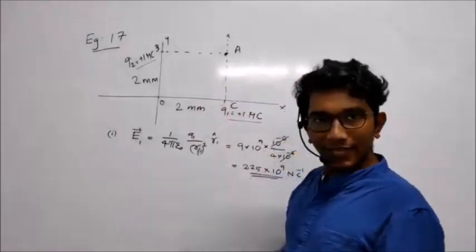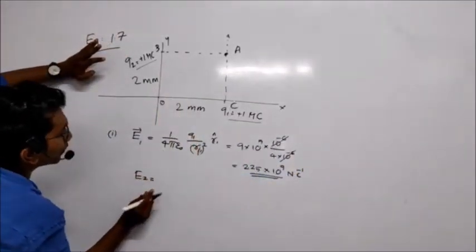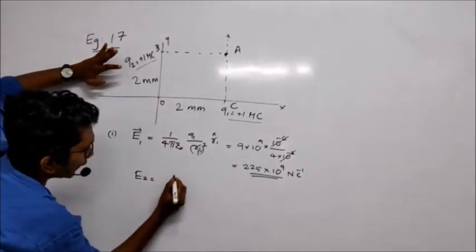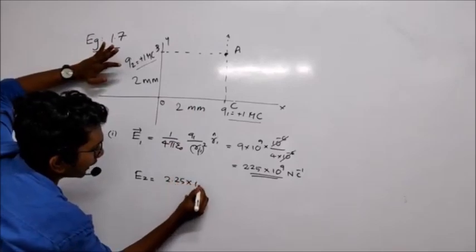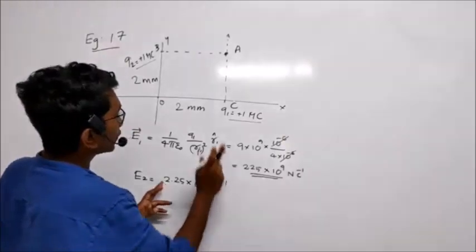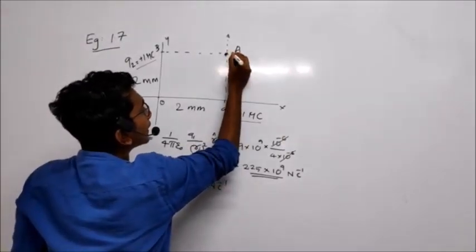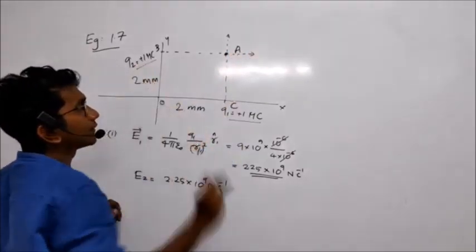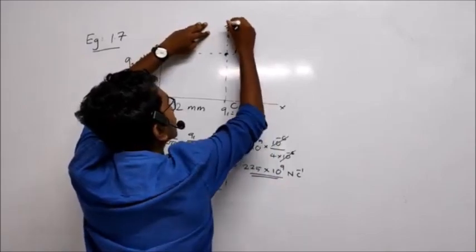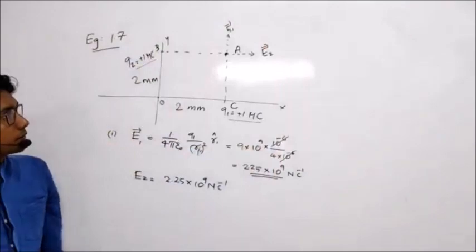Once more, what about E2? E2 is the same value, with the same 2 millimeter distance, so the value will be 2.25 × 10^9 newton per coulomb. Here also, put the test charge here, and it will go in this direction because it's positive. So this is my E1 and this is my E2.